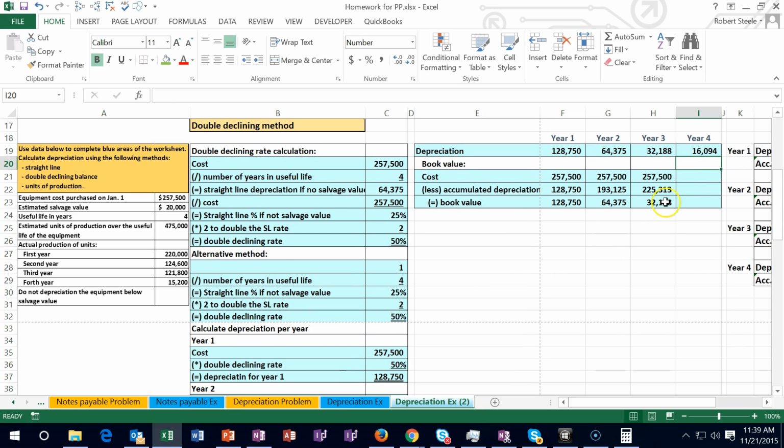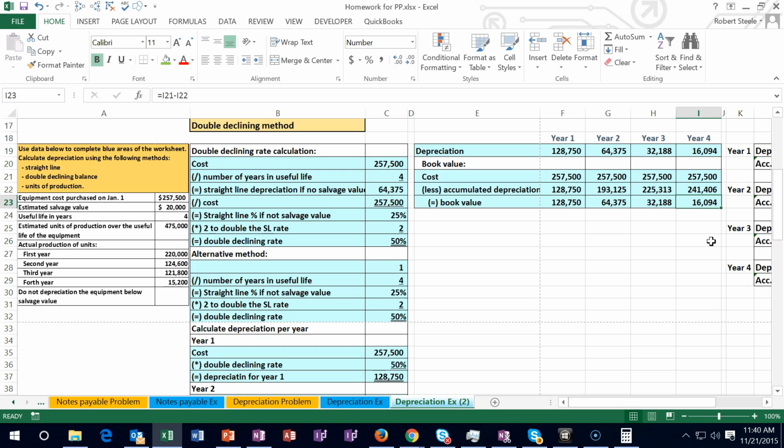And if we calculate the book value, then the cost is the same. The accumulated depreciation equals the prior year accumulated depreciation plus the current year expense. Or if we highlight all 4, then we got the 241,416. The book value then is 257.5 less the accumulated depreciation, and that gives us the 16,094. Now there's something wrong with this, and I'll give you just a second to try to think about this. What is wrong with that 16,094? It's not as obvious as it might be if we had no salvage value.